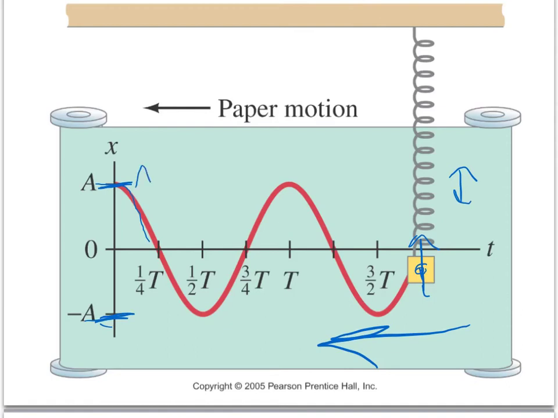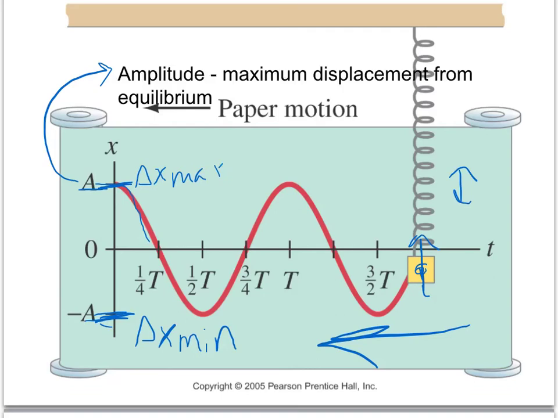So this is maximum displacement, delta x max, and this is its minimum displacement, delta x min. Amplitude is the maximum distance from equilibrium. If you haven't had that before from maybe CP physics, your amplitude is always your maximum displacement from equilibrium. The furthest you go from the equilibrium is the amplitude. The big point is that we can represent simple harmonic motion with a sine or cosine curve.